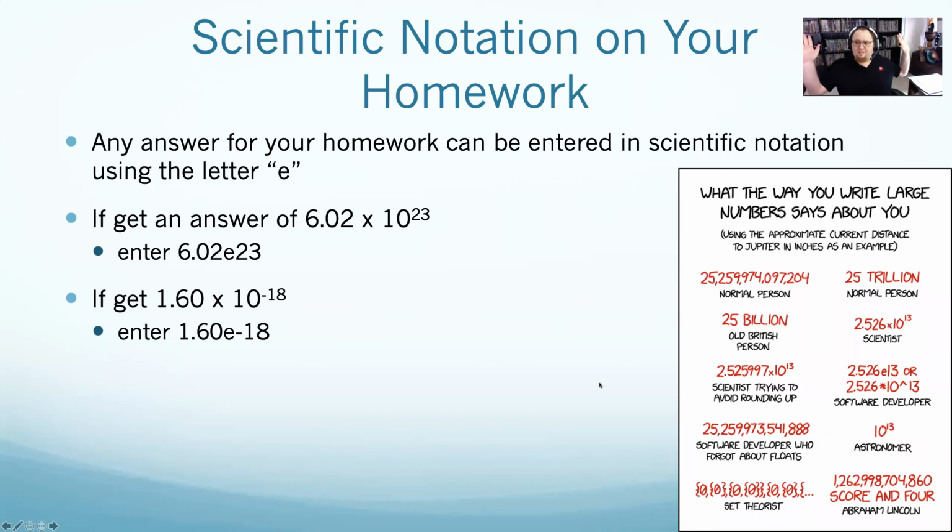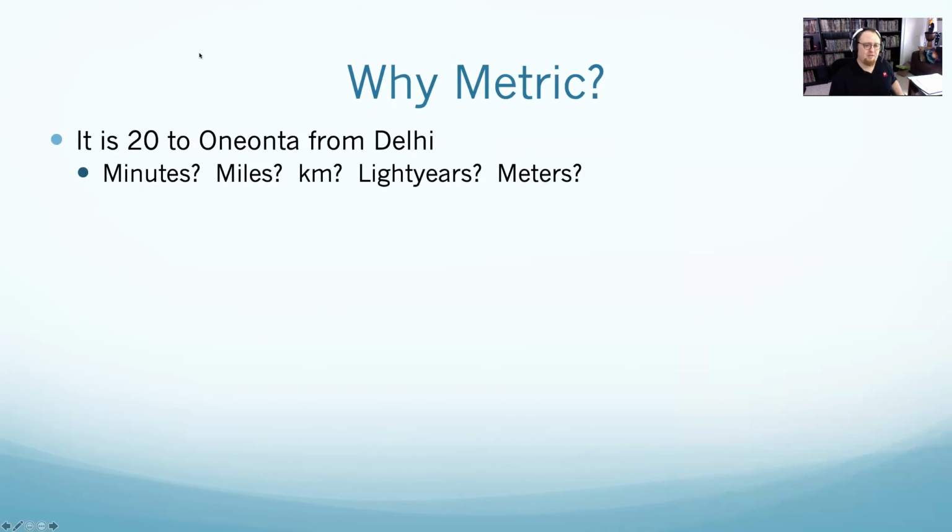Okay, we're gonna jump topics entirely then, if there's no questions. So let's pretend we were in Delhi, because that's what my notes assume, and I'm in Oneonta, so screw that. But let's say we were in Delhi. I can say it's 20 to Oneonta from Delhi. That's a useless sentence. I might mean it's 20 minutes from Oneonta to Delhi. I might mean it's 20 miles. But I could also mean kilometers. It might be that Oneonta is like a star far away, and it might be 20 light years to Delhi.